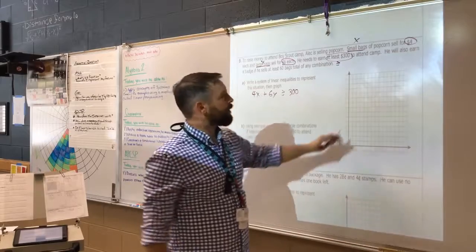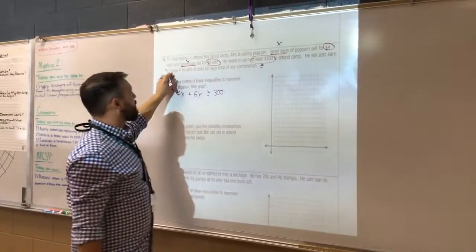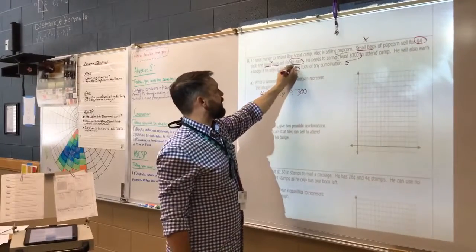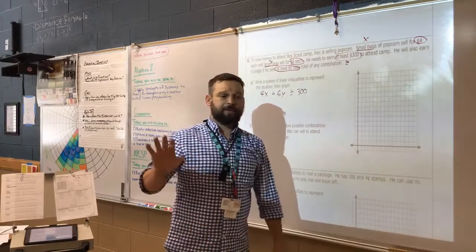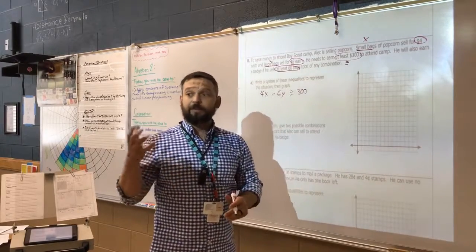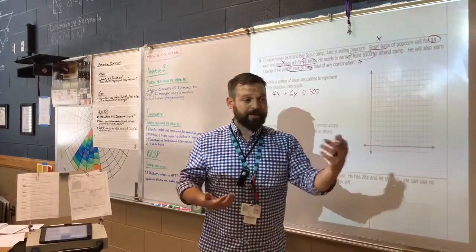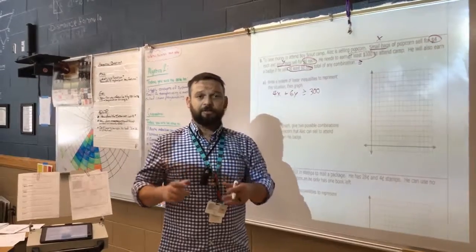Now the second one that I'm going to create is this. He said he'll also earn a badge if he sells at least 60 bags. This has nothing to do with the profit he's making off the bags. It's just if he sells small bags and large bags, if he gets at least 60 of them, he gets this little badge that goes on his vest.